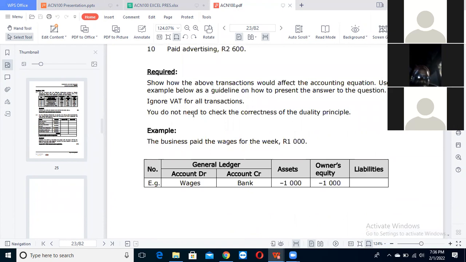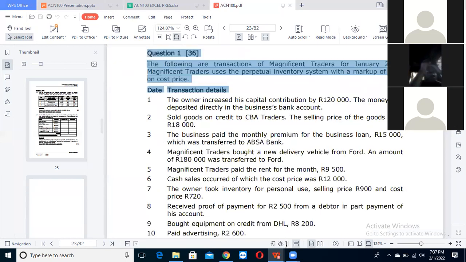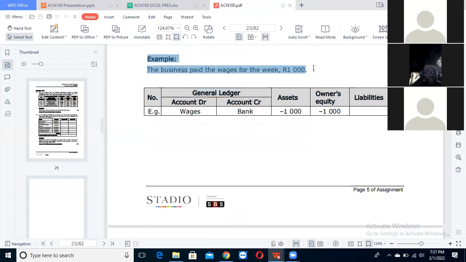We are required to show how the above transactions would affect the accounting equation. Use the example below as a guideline on how to present the answer to the question. Ignore VAT for all transactions. You do not need to check the correctness of the duality principle. So we are given one example to follow and a list of transactions. So I'm just going to copy these transactions and put them into an Excel sheet that we are going to be working from.